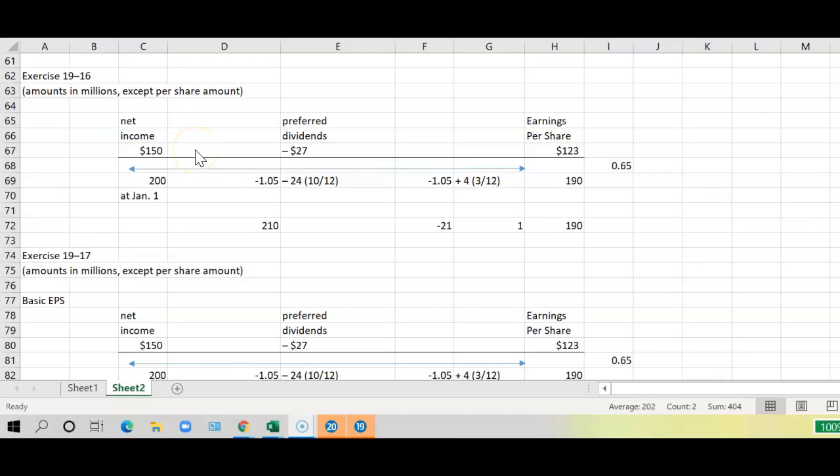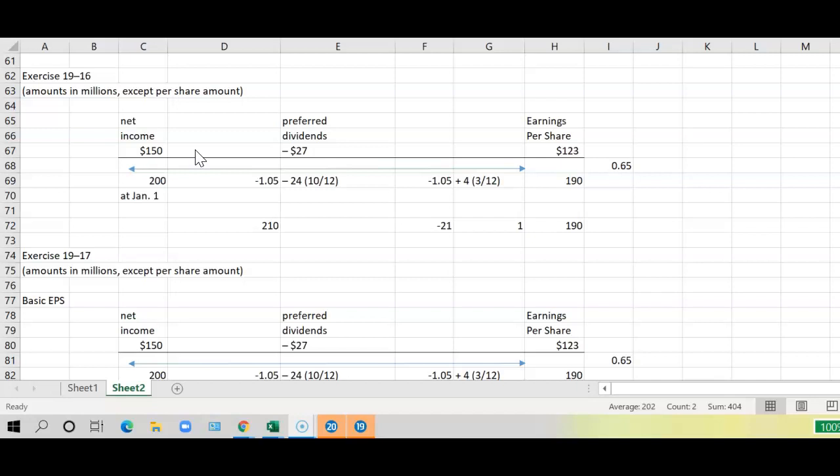Let's look at the numerator first. We know net income was $150 million, and the numerator should be net income available to common shareholders. Well, we have the cumulative preferred stock. Preferred stock dividends are not available to common shareholders.